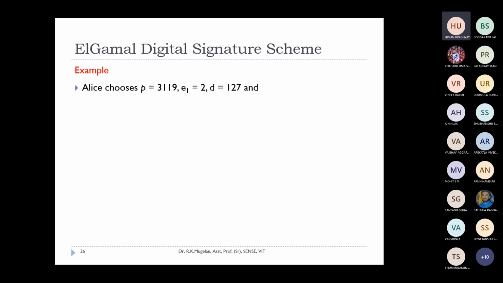Now Alice has chosen the value of P, the largest one of the prime numbers, to be this one, and E1 is this one, and D is this one. Can you people tell me the value of E2? E2 is nothing but E1 power D mod P. I hope you remember this in the ElGamal system. So now I want you people to tell me the value for E2 in the chat box.